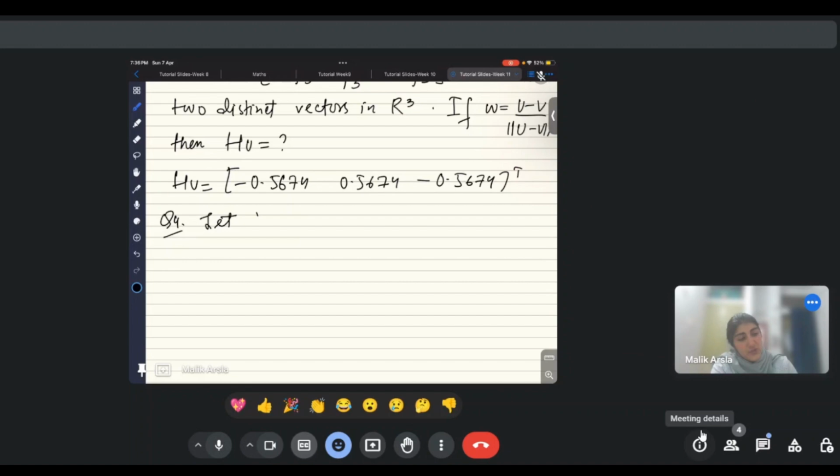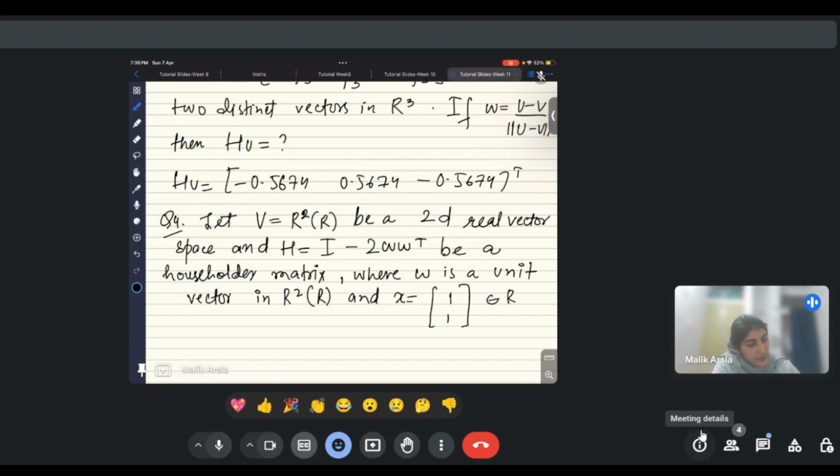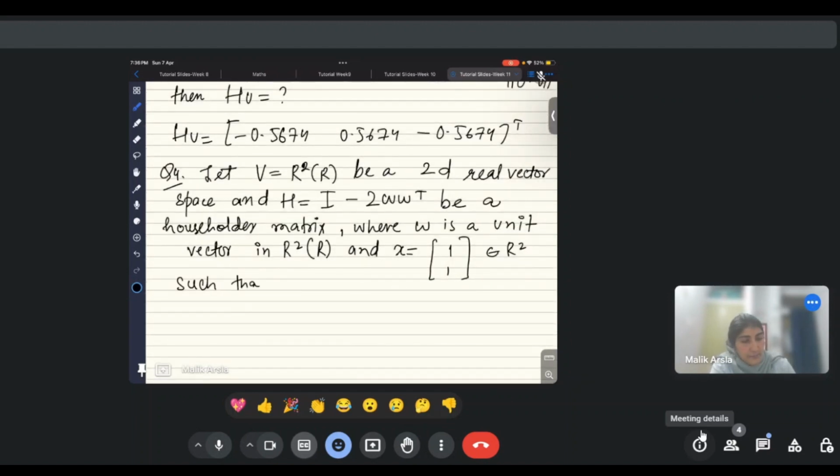So now the next question is, let V = R² be a 2D real vector space, and again H = I − 2WWᵀ be a Householder matrix where W is a unit vector in R², and X = (1, 1) belongs to R² such that Hx = (−1.4142, 0). Then find H.